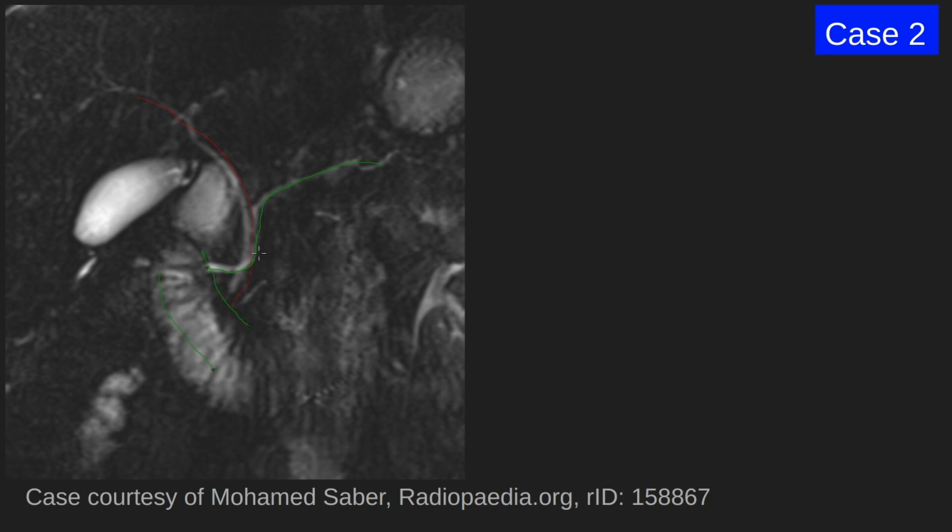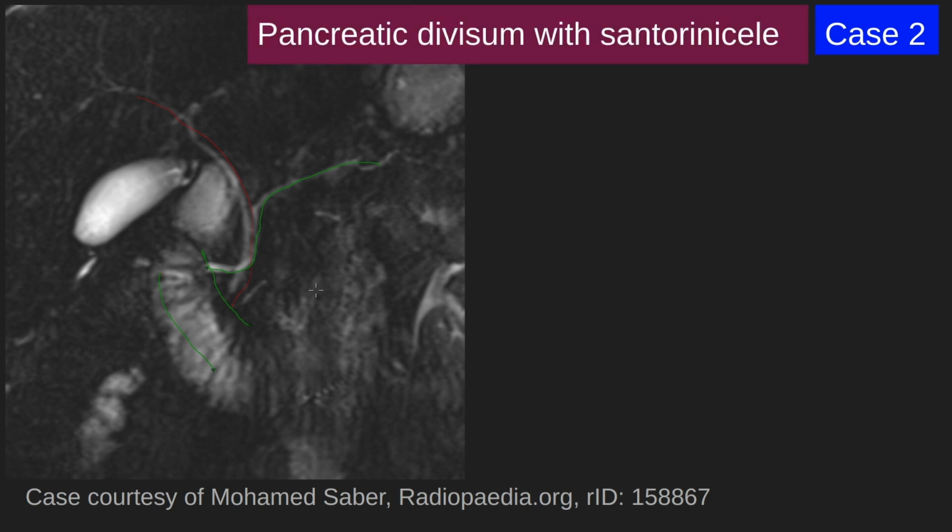This structure is the duodenum. This sign is called the crossing duct sign. The main pancreatic duct is crossing the CBD, and this is consistent with pancreatic divisum. And this tiny focal dilatation of the pancreatic duct draining into the minor papilla is called a santorinicele. The pancreatic duct drains at the level of the minor papilla. The CBD drains at the regular position of the major papilla.